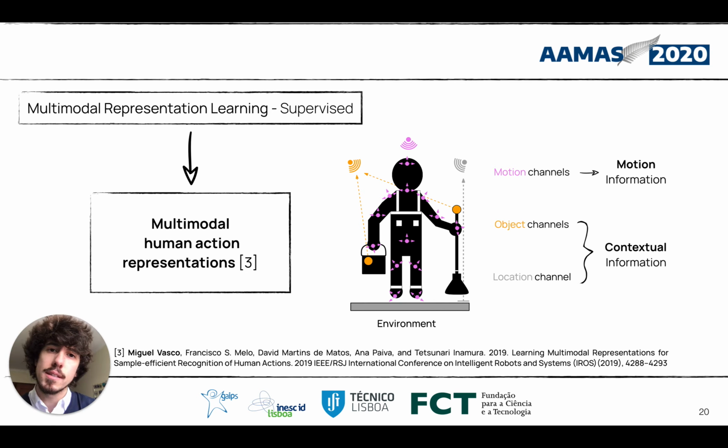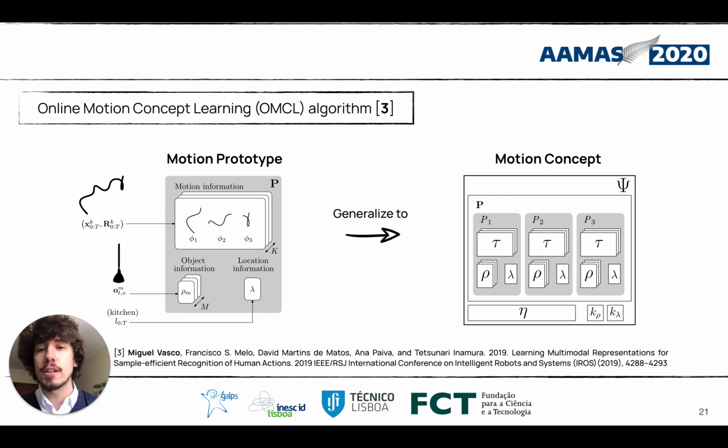We considered a scenario in which the environment itself is engineered with a number of sensors which are able to give us information regarding not only the motion of the human during the action, but also some sort of contextual information regarding the objects that the human is using and the location where the action is being performed. From the data provided by a demonstration of an action, we are able to create a new multimodal representation which we call the motion prototype.